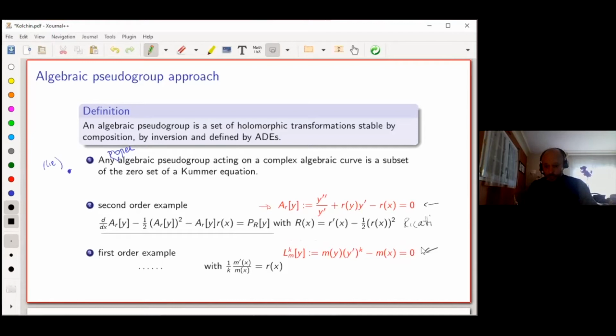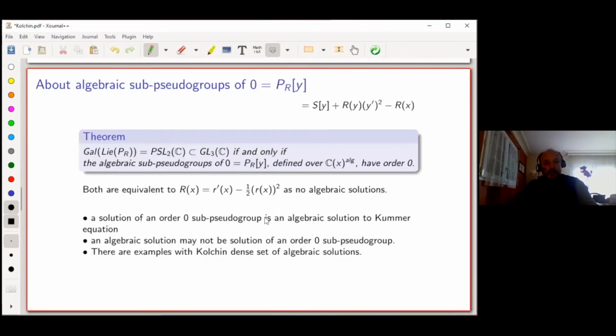in the Kummer equation. And you see that it is not clear that the Kummer equation has a sub-pseudo group, because you need to solve a Riccati equation here, to be able to find an equation like this whose solutions are included in the solutions of P. Okay, so this is the theorem that is written here.